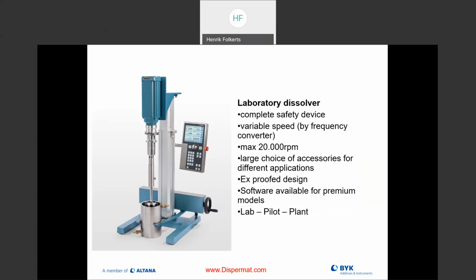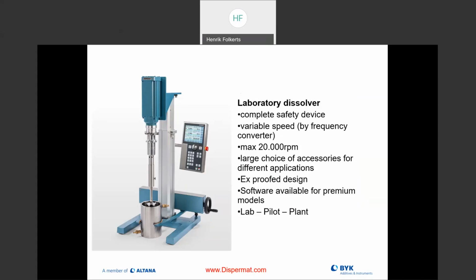Lab dissolver types, for example, right here, they should go up on a very small scale to 20,000 RPMs, because if you have a very small diameter blade, you need the higher RPMs to really give you that tip speed between 18 to 25 meters per second, what we talked about.